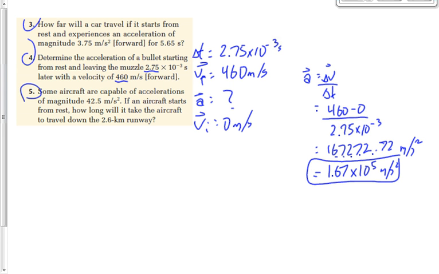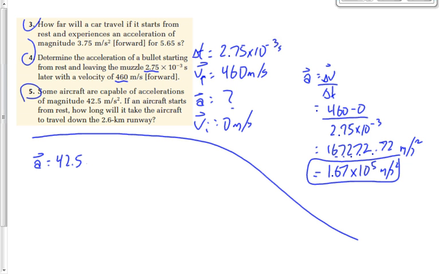The aircraft starts from rest. How long is it going to take to travel down the 2.6 kilometer runway? Let's say this is acceleration. VI, we're going to say is 0 because it starts at rest. What else we got here? Displacement is 2.6 kilometers. Probably not a bad idea, though. Look, kilometers. Draw attention to that in red pen. 2.6 kilometers is 2,600 meters. We want to know how long it's going to take.